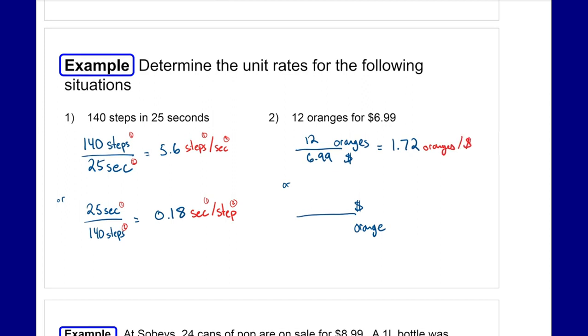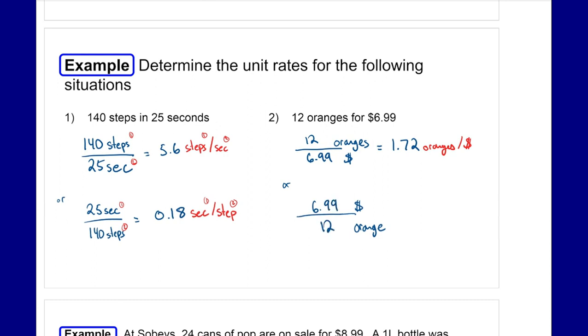Oranges per dollar. So that means if I walked into the grocery store and I only had $1, I could buy 1.72 oranges. Now, thinking of it in that sense, that one doesn't really help us too much, right? That's not really reasonable. I'm not going to walk in, buy 1 orange and cut out 0.72 of another orange and walk up to the cashier. So let's look at it the other way.